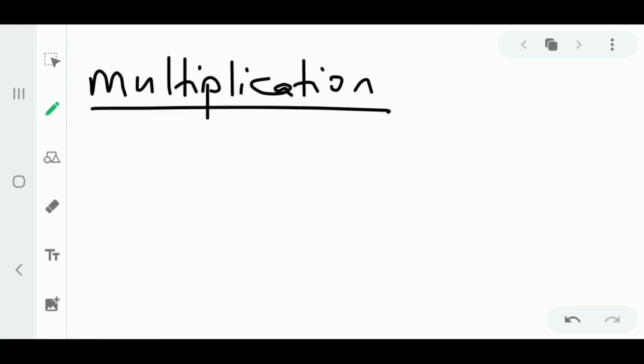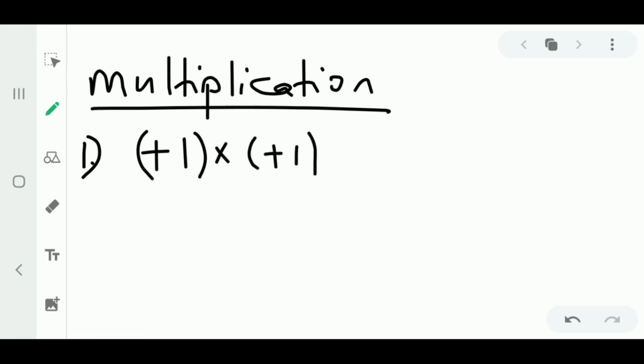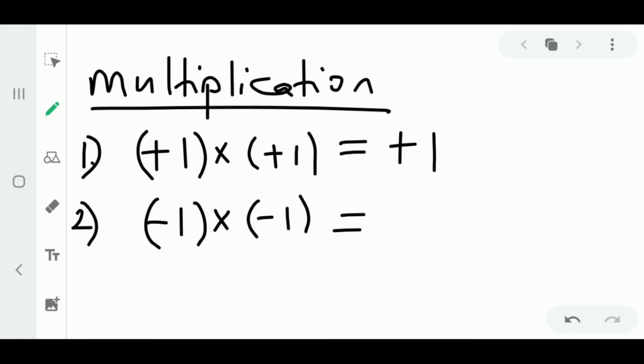So there are some rules for multiplication and division that we ought to know. The first one is, if you have a positive number, so let's say positive 1 times positive 1, so a positive times a positive gives you a positive. Two, let's say you have negative 1 times negative 1. A negative times a negative gives you a positive. So anytime you're multiplying and the signs are the same, you're going to get a positive.